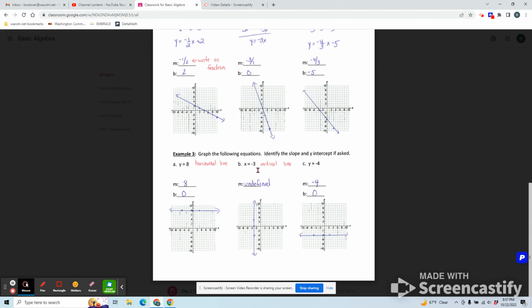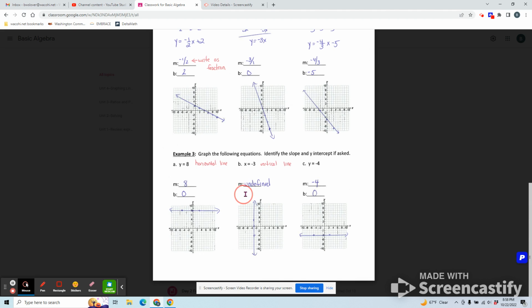Letter B is a vertical line. It's just x equals a constant. So x equals a number. In this case, anytime you have vertical lines, your slope is undefined. Mathematically, we saw this a few days ago. When you have a vertical line, you have 0 in your denominator. You can't divide by 0, so that means your slope is undefined.